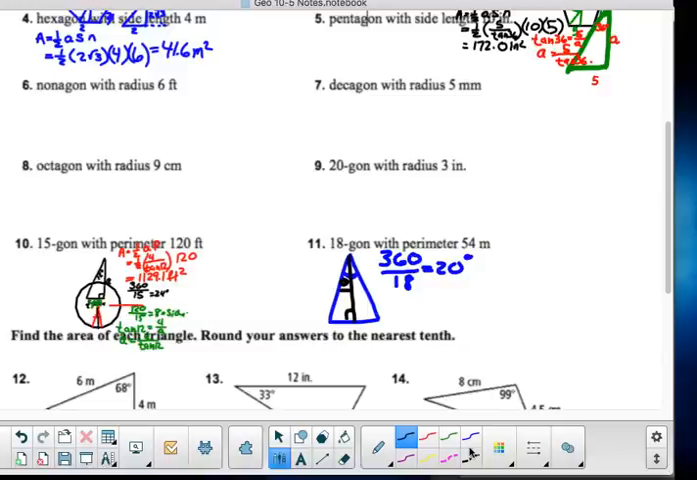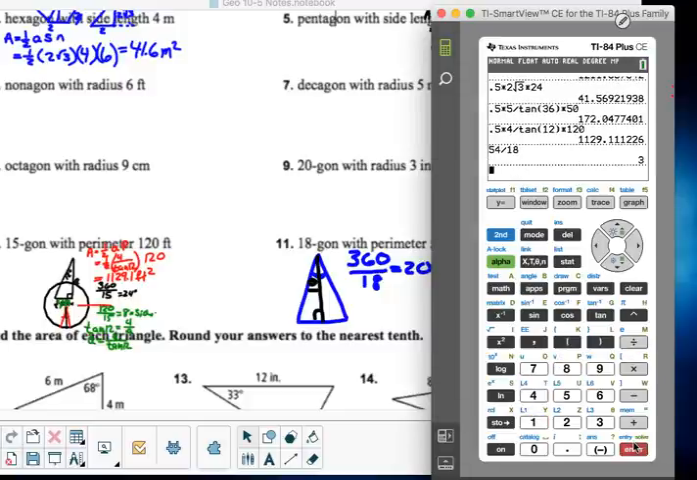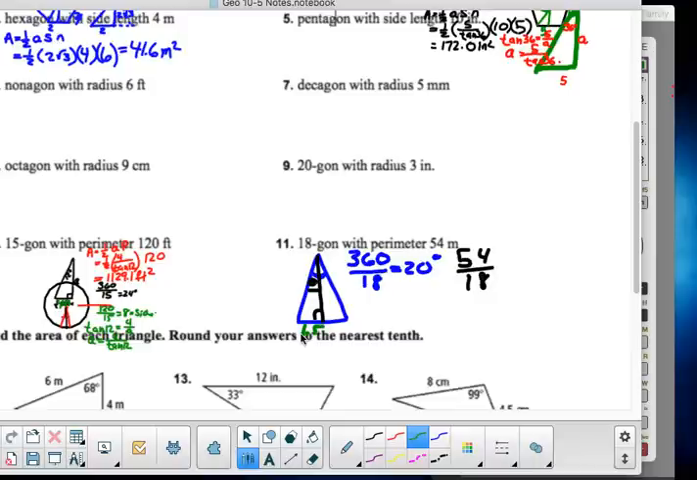I know that the perimeter of this is 54. If I take 54 and divide it by 18, on my calculator that gives me 3. Each one of these sides is 3, so a half side is 1.5. So now I am looking for my apothem. The tangent of 10 is opposite over adjacent. So my apothem is 1.5 over tangent of 10.